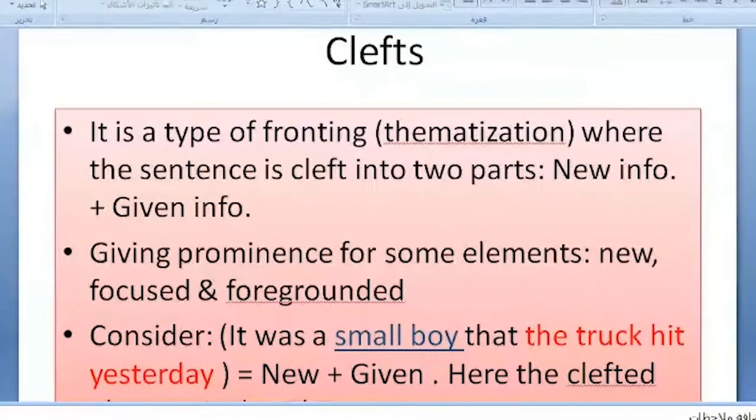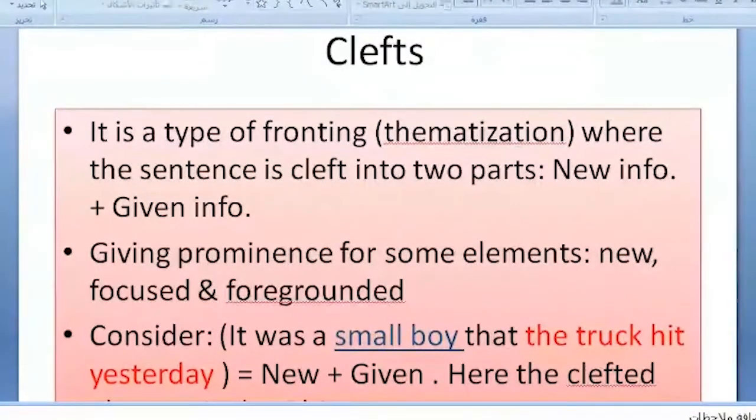Again, the same example, but we are going to focus on the time of hitting, where the addressee does not know the time. I start with it. I give it prominence. I focus on it. So it says, it was yesterday when the truck hit the small boy. Now, what is being emphasized here is the time of the accident.